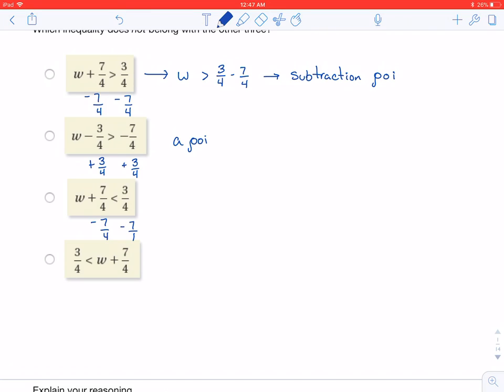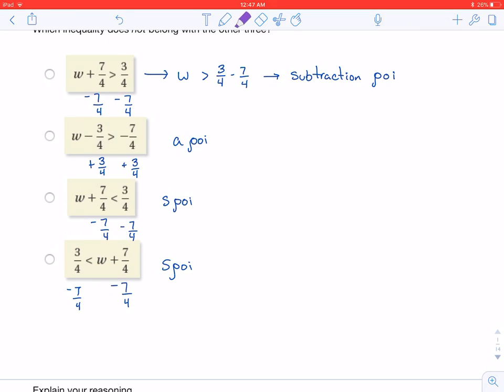Let's move on to number 3, w plus 7/4. I would want to subtract 7/4 from both sides to get that w by itself. That would be the subtraction property of inequalities. Number 4, w plus 7/4 is greater than 3/4. To solve for w, I would want to subtract 7/4 from both sides, which is the subtraction property of inequalities.